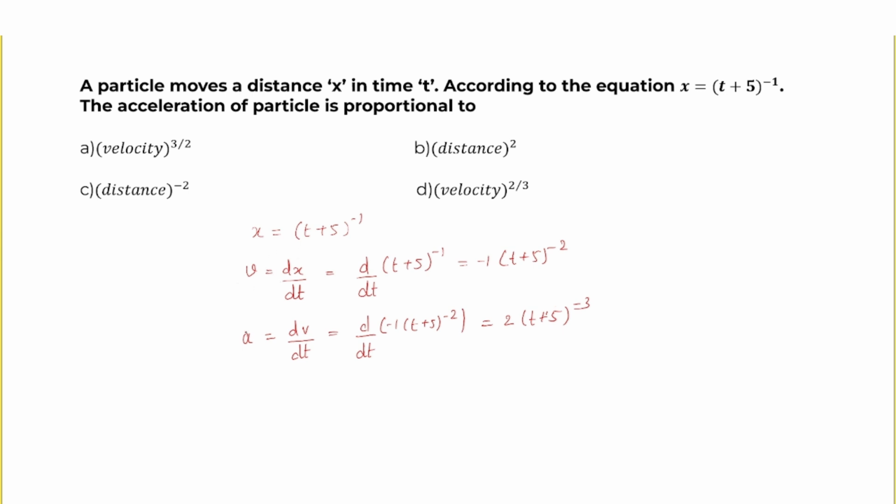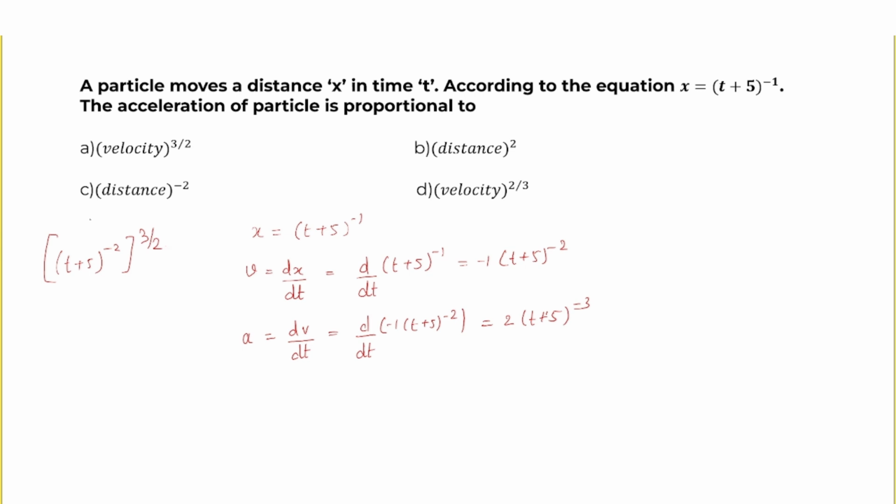Now we will go from answer to the question. We will see which one is giving us the same result. So let's start with option A. They are saying acceleration is proportional to velocity whole raised to power 3 by 2. Proportional means any number or constant can be ignored. Let's start with the velocity first. For velocity over here we got minus 1 (t plus 5) raised to minus 2. So ignore this minus 1 and simply put (t plus 5) whole raised to minus 2, whole power 3 by 2.